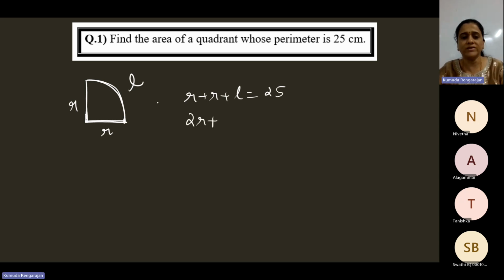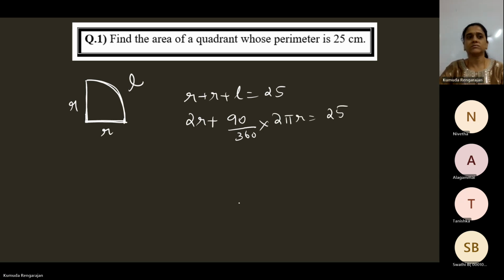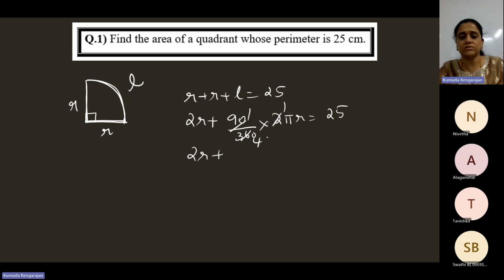2R plus L. How do you find the length of arc? 90 by 360 into 2 pi r. So the perimeter of the quadrant is 2R plus L is equal to 25. That's given. 2R plus 90 by 360 into 2 pi R is equal to 25.